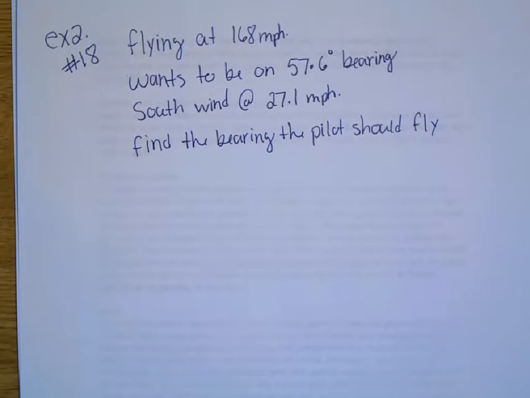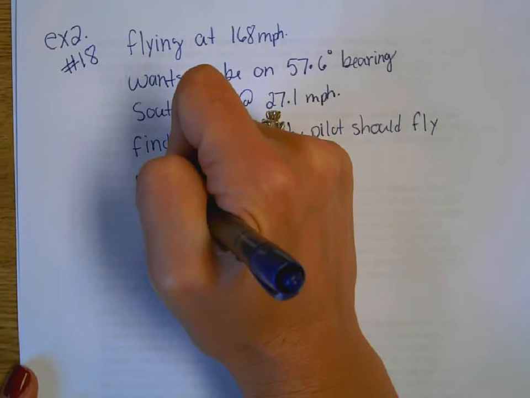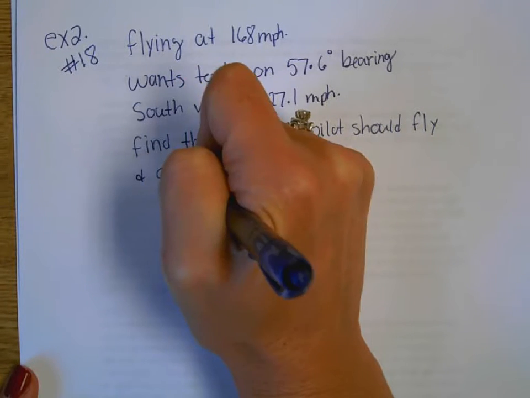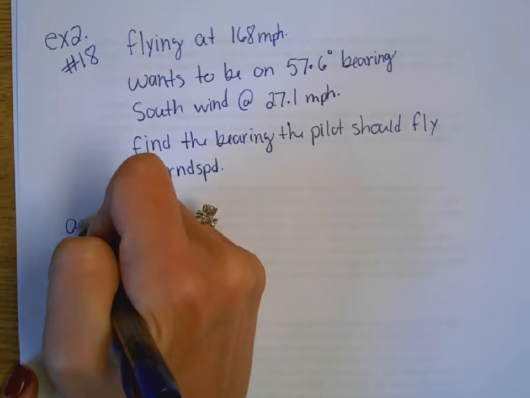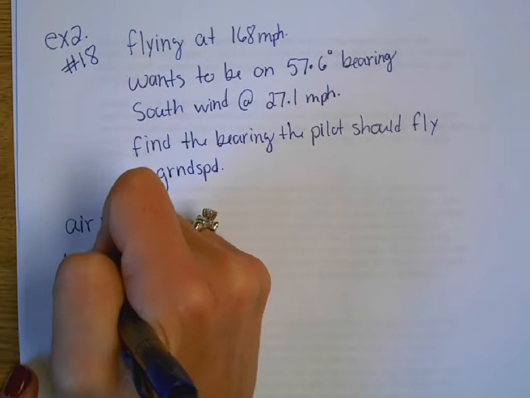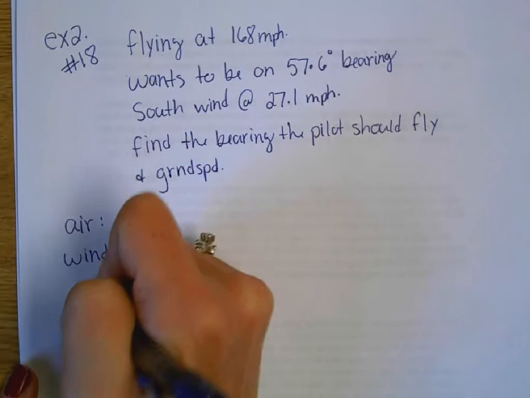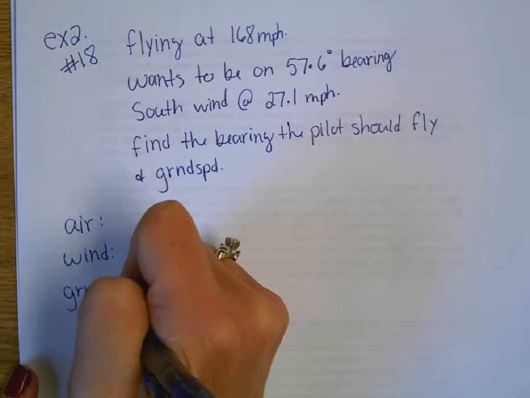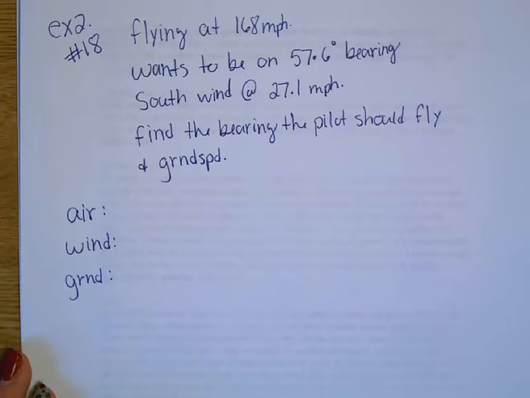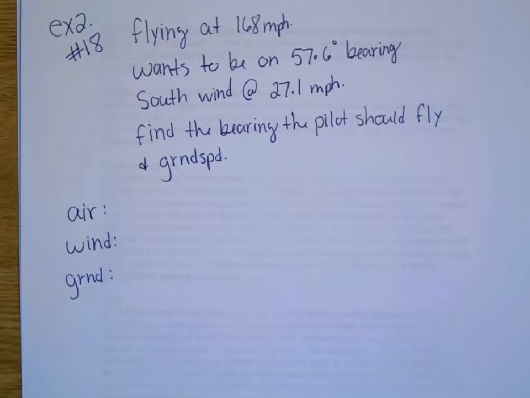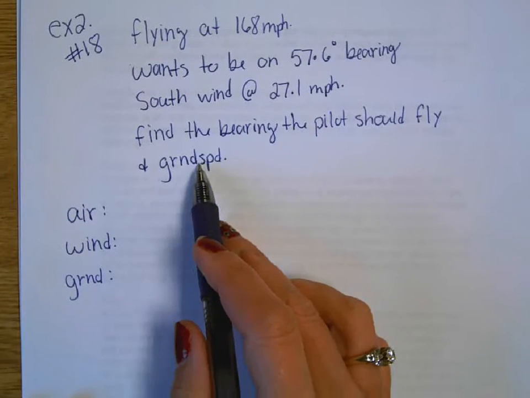Find the bearing the pilot should fly and the plane's ground speed. Let's list them. All right, so we've got airspeed vector, wind, and ground speed vector. Airspeed. Okay, flying at 168 miles per hour. What do you think that is, airspeed or ground speed? Airspeed. It is airspeed. How do you know it's not ground speed? Because you're looking for ground speed.